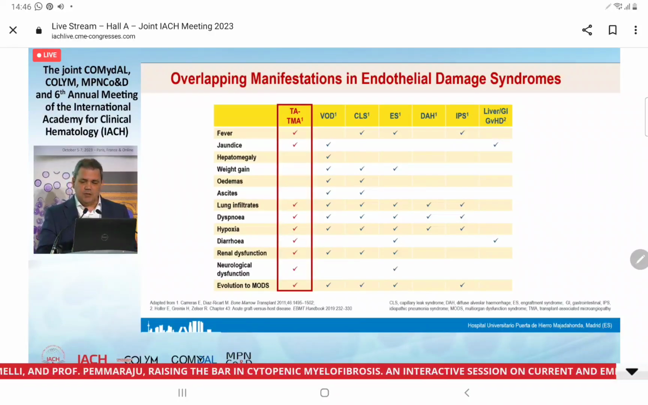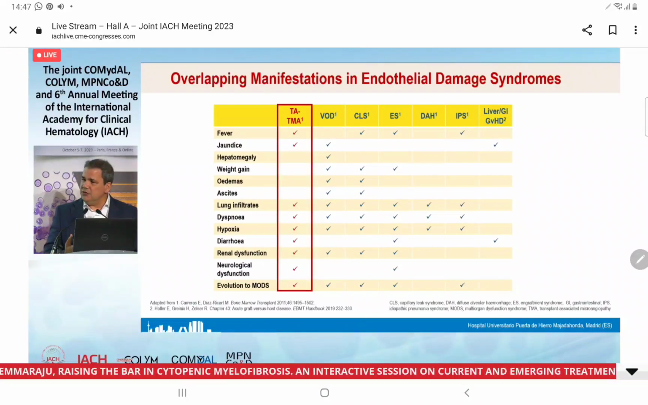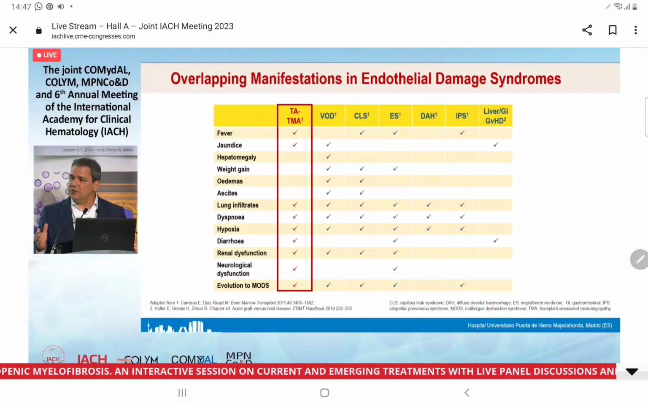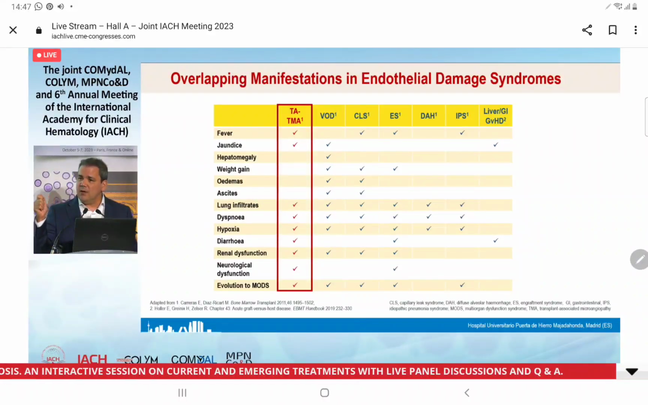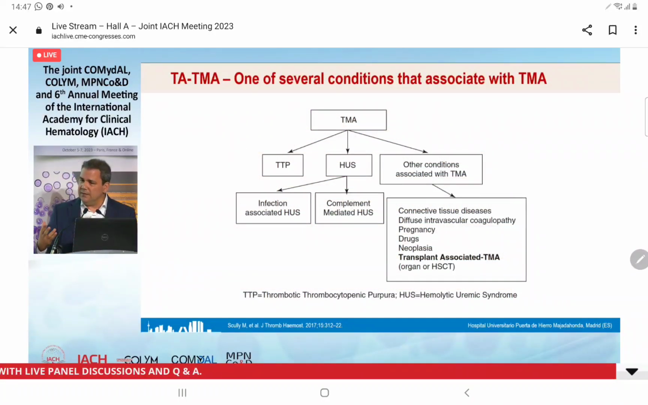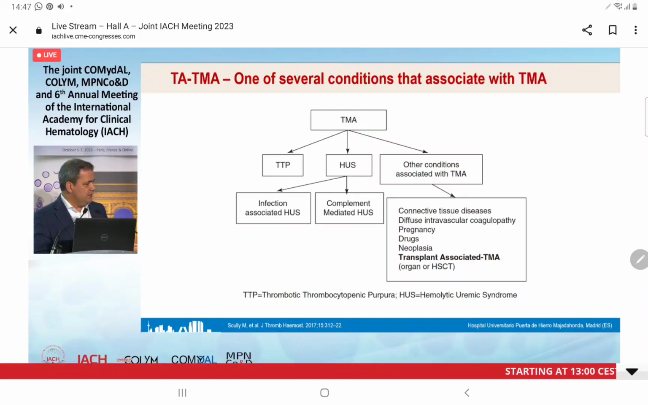And many times we also need to consider that some of these complications can coexist. We are trained to make a differential diagnosis of syndromes to identify the one diagnosis, but sometimes patients do have more than one thing. Acute GVHD and TA-TMA are clearly one of the combinations that we can have. Not only that, TA-TMA is one of several conditions that can lead to microangiopathy, and the treatments are not the same for all of these patients. I think that's also an important concept to keep in mind.